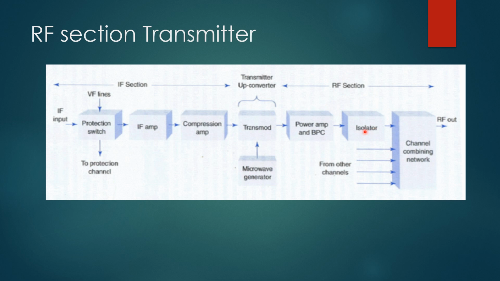So strongly we should be having a device which is only going to transmit the signals in the forward and not in the backward direction. So with the help of this isolator, that is our ferrite material, we are using it along with the channel combining network. Since we have to multiplex the signals from the other channels also, this isolator is much required. Then through the channel combining network, we will be having a single transmission line feeding an antenna at the output. So this is the RF section transmitter.